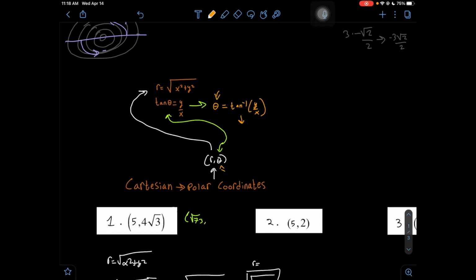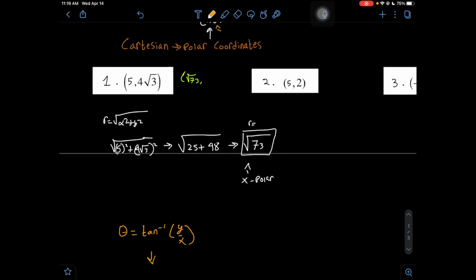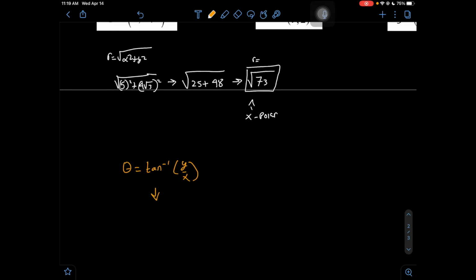We also must remember that our answer for theta must be in radians. And simply, if you get degrees, let's say we get 26 degrees, whenever you have degrees, you're going to multiply by pi over 180. So simply it'll just be 26 pi over 180. Now let's go ahead and find our second coordinate. So we're going to do tan inverse of y over x.